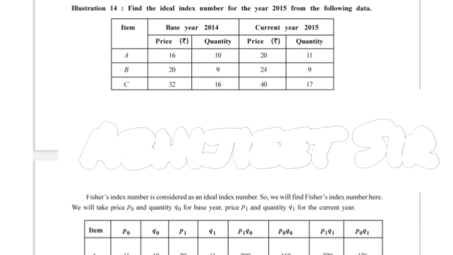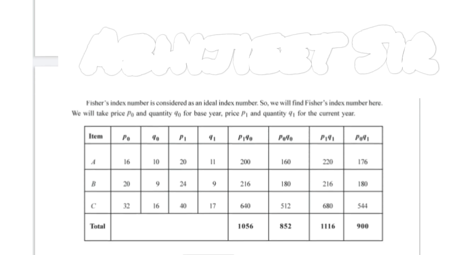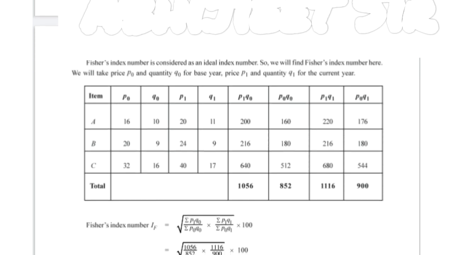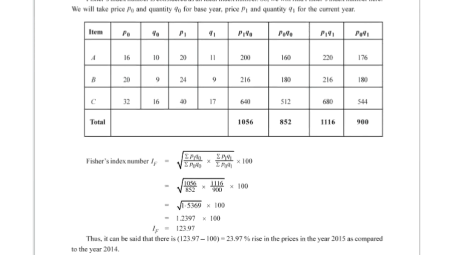Coming to illustration number 14, ideal index number means Fisher index number. Once again, 3 items are given. Base year means P0, Q0, current year means P1, Q1. Simply you have to make the table, P1Q0, P0Q1, and put in the particular form. See, ideal index number they have asked, so you have to find Fisher.